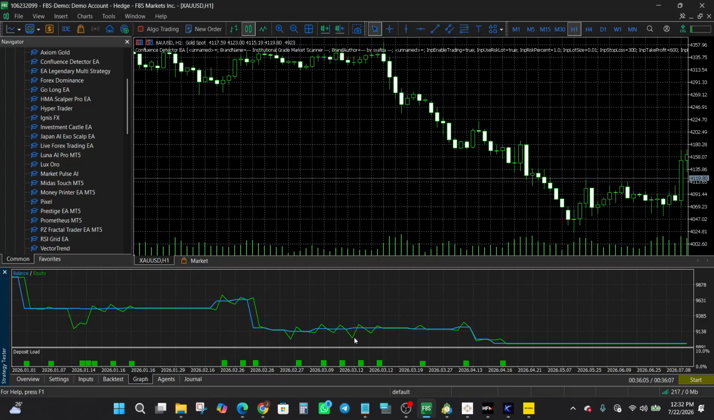And if we look at the equity and balance curve, it's not impressive at all. The balance was kind of flat here. Equity was below balance at a significant time. It was as if from the start of the test, it just started declining. We didn't even really have much of a floating profit.